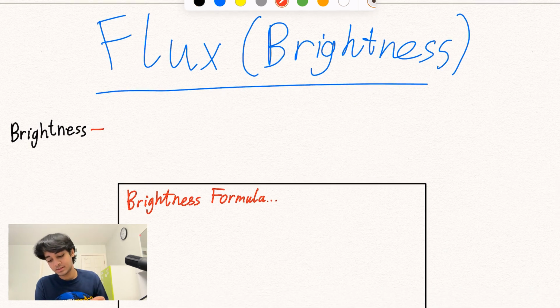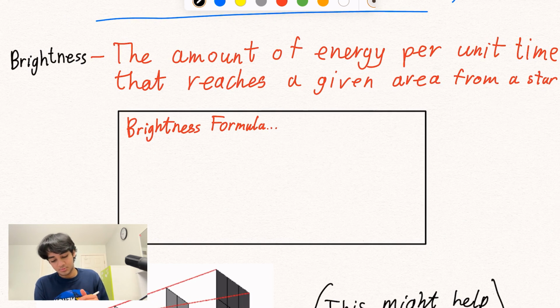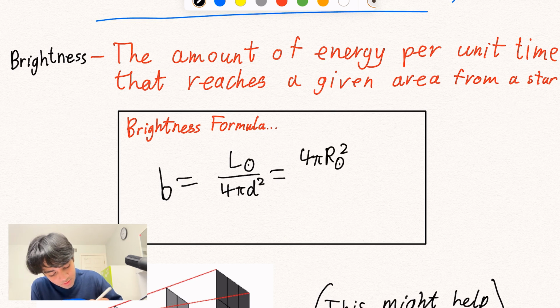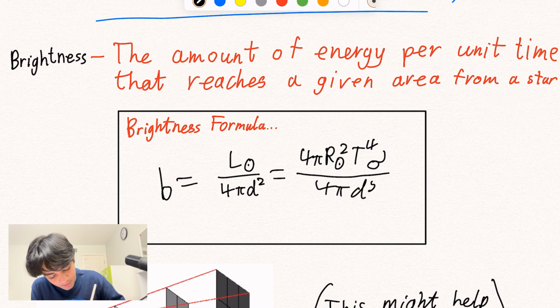So the definition of brightness is the amount of energy per unit time that reaches a given area from a star. So let's write that down. The formula for this is very simple. So the brightness equals the luminosity of a star divided by 4 pi distance from the star squared, which you can also write as 4 pi r, radius of the star squared, temperature to the power 4, Stefan-Boltzmann constant, divided by 4 pi d squared.